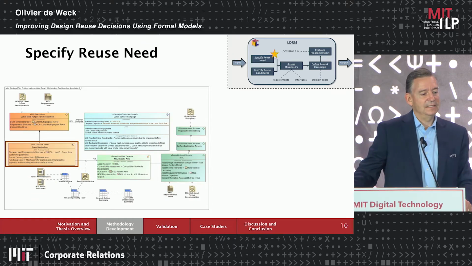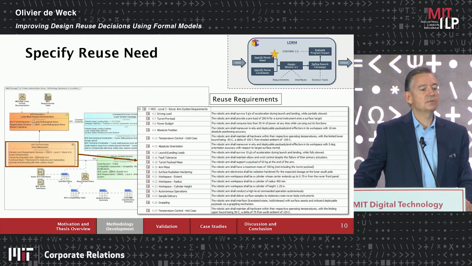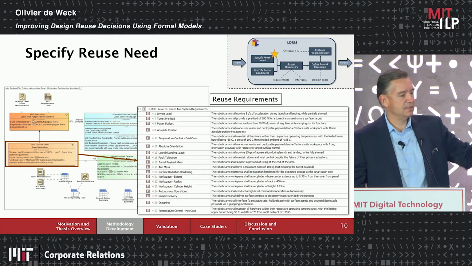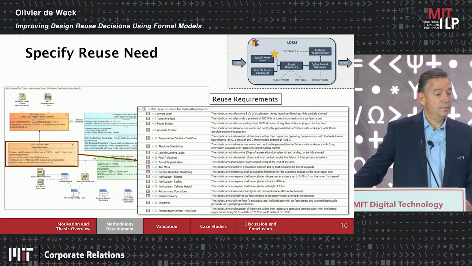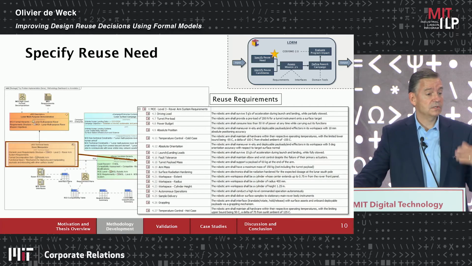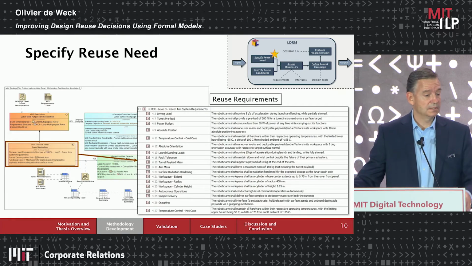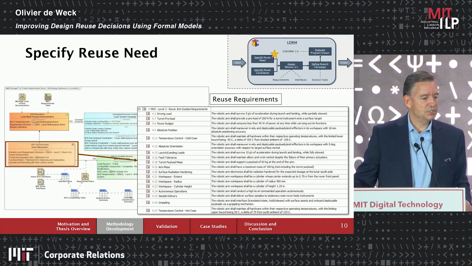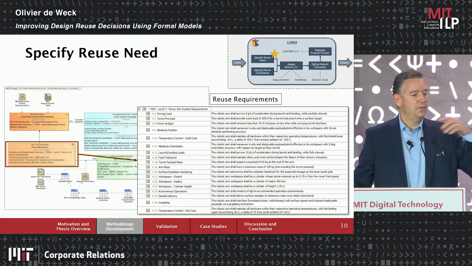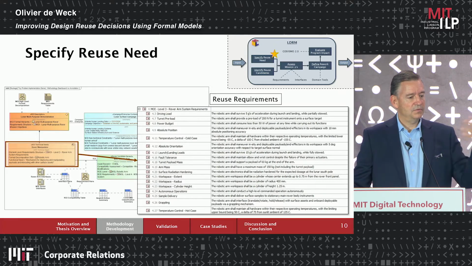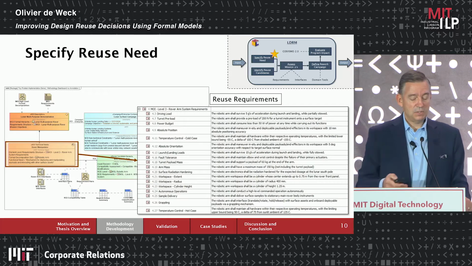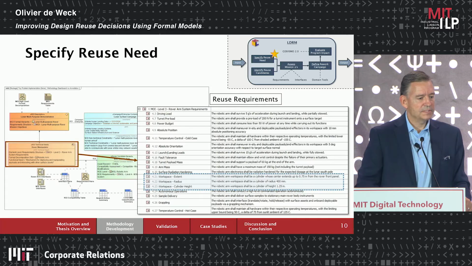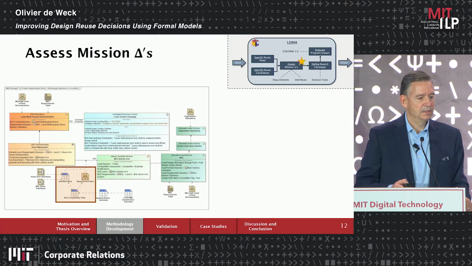Specify the reuse need. So what do we actually need? This is the requirements. The list that you see on the right are the requirements that are imposed on the new system that you want to build. And so you can see there's a bunch of things here. There's the operating envelope of the robotic arm, the thermal limits. It's quite a bit, and you need to work through that. And I'm going to focus on the reachability, which I think is interesting and visual as well.